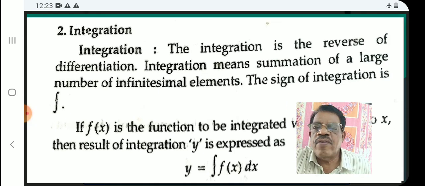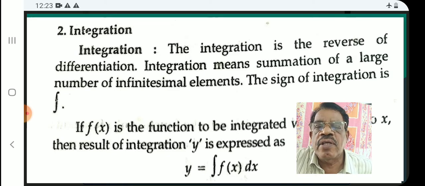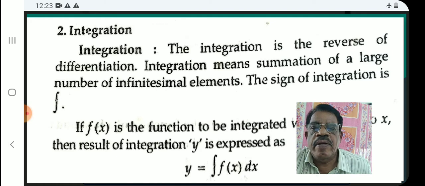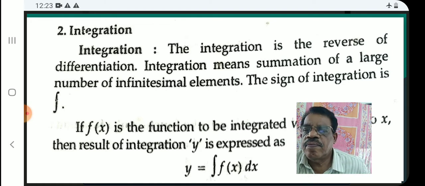Integration is the reverse process of differentiation. Reverse of differentiation. Integration means summation of a large number of infinitesimal elements. The sign of integration is as shown here.